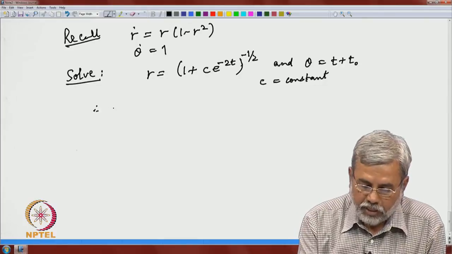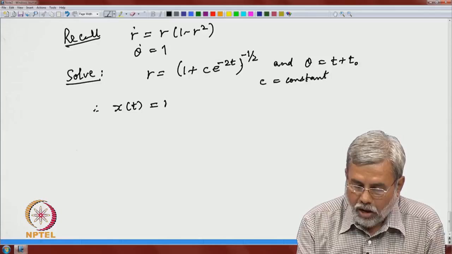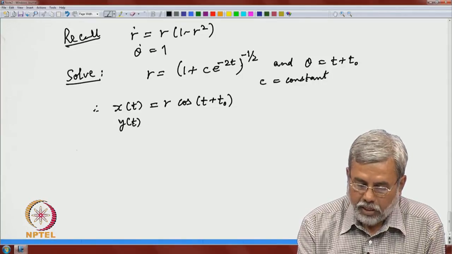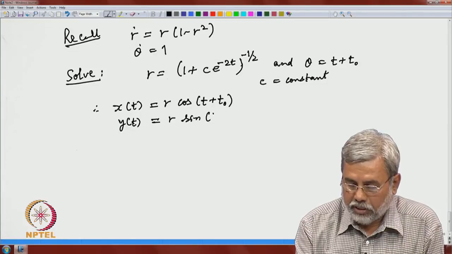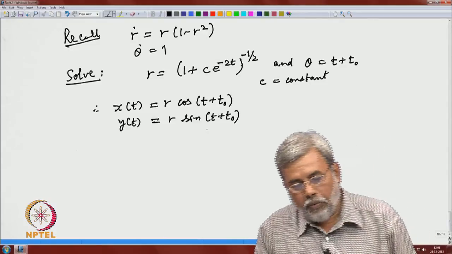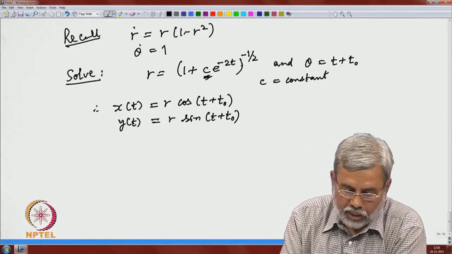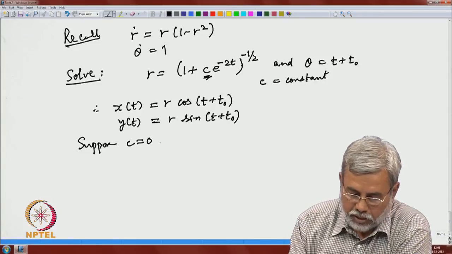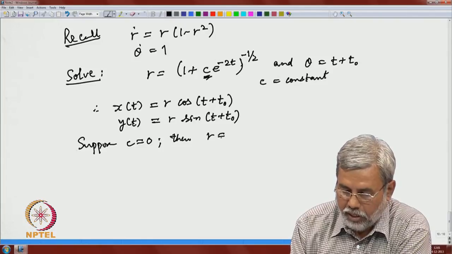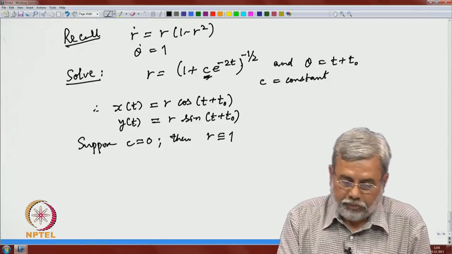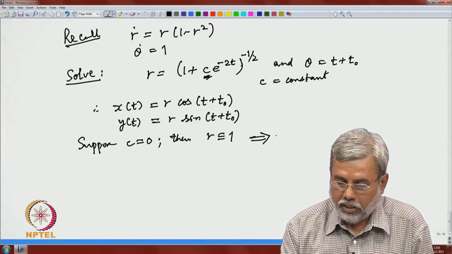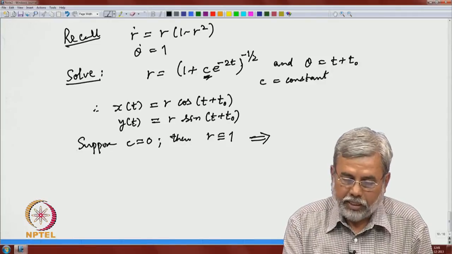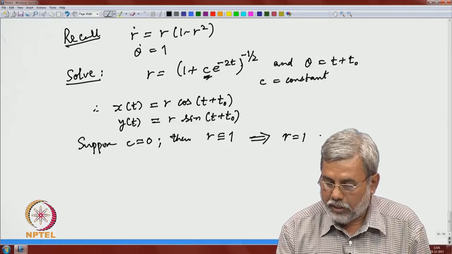So, therefore, we have x of t is equal to r cos of t plus t 0 and y of t is equal to r sin of t plus t 0. And t 0 and this constant C are fixed by the initial condition. So, suppose C is equal to 0, then r is identically 1 from that equation. So, in this case, this implies a solution that is certainly periodic. So, r equal to 1 is a periodic orbit.